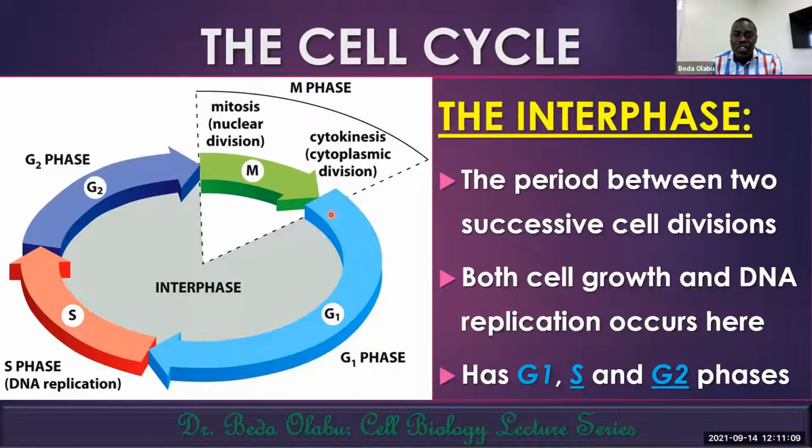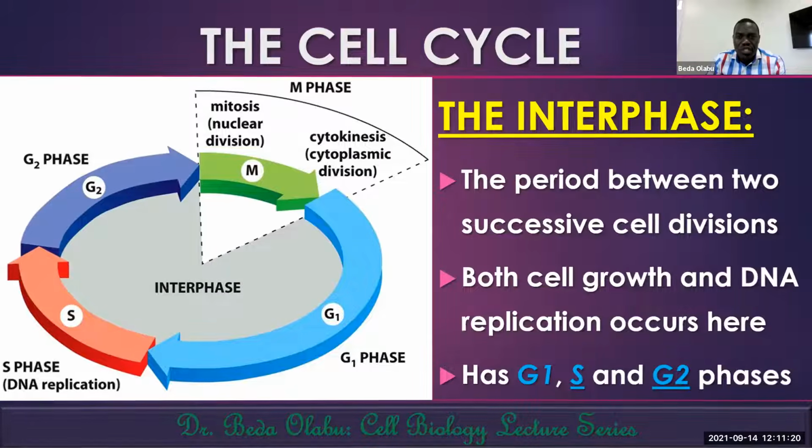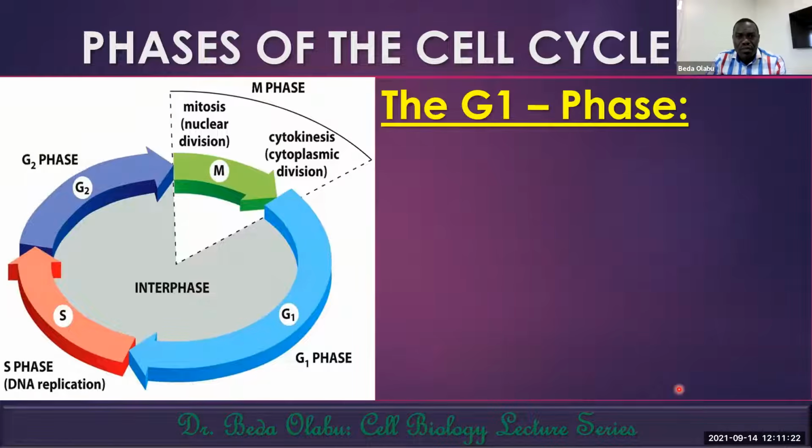Routinely, we divide interphase into 3 stages. There's what we call the G1 phase, S phase, and the G2 phase. Let's start with the G1 phase. The G1 phase of the cell cycle, that letter G stands for gap. So we call it the gap 1 phase.